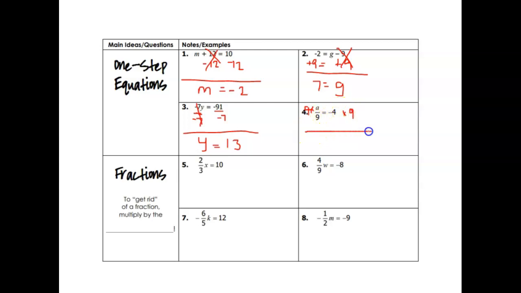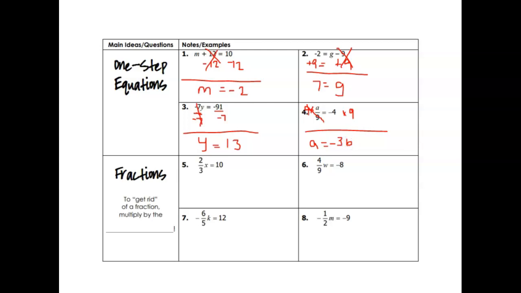And what I want to do, if I look to the left, I notice the 9s are going to cancel. So I'm just left with a. And it's going to equal negative 4 times 9. Well, that is just negative 36. Okay, so a equals negative 36.